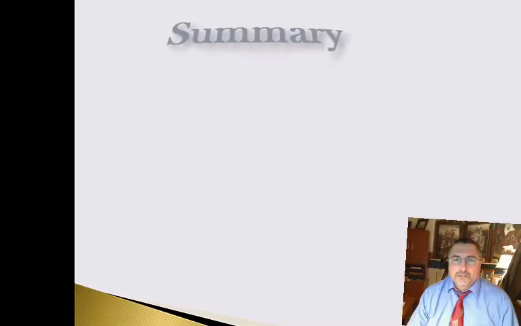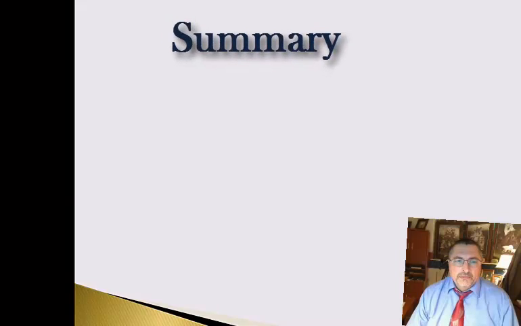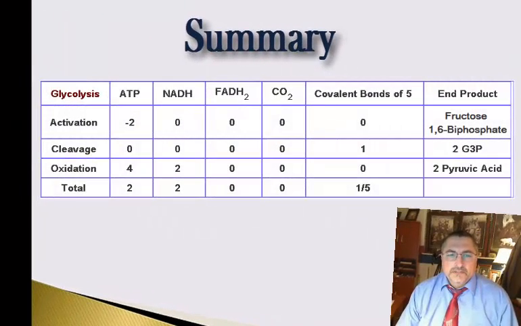Now, if we were going to take a look at a summary, we would see that during sugar activation, we use 2 ATPs to prime catabolism. In sugar oxidation, we generate 4 ATPs and 2 NADH molecules. The net ATP production in glycolysis is going to be 2 ATPs and 2 NADH molecules per glucose molecule.